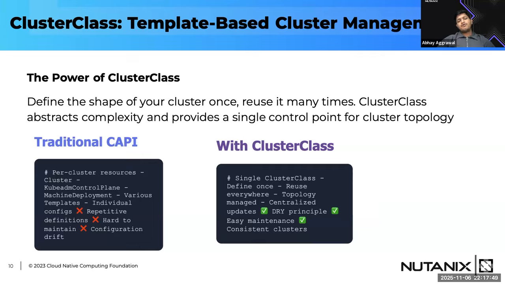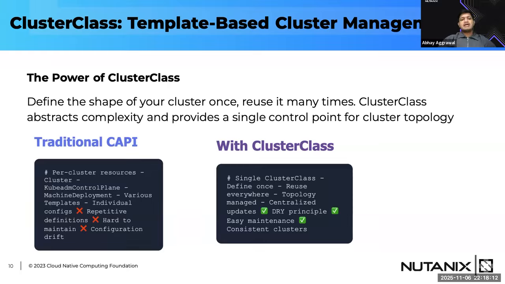ClusterClass also supports variables and patches, and that's what makes it really powerful. You can parameterize things with variables. Example, worker node count can be a variable, so different clusters can have different numbers of worker nodes. You can define patches that modify the topology based on conditions.